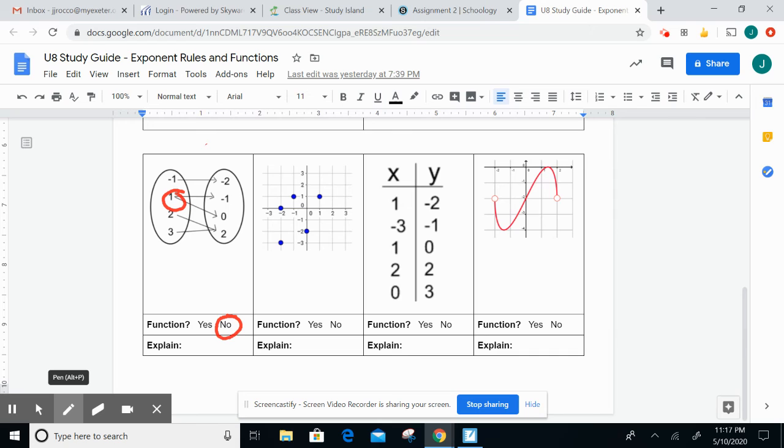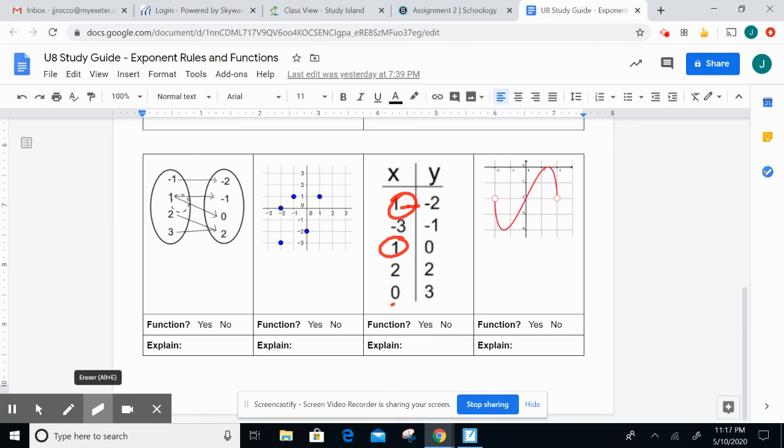Same thing with the table. Look over here. 1, you get a -2. 3, -1. 1, 0. 2, 2, 0, 3. Right there. That's the problem. If we plug in a 1, we might get a -2. We might get a 0. That's a problem.